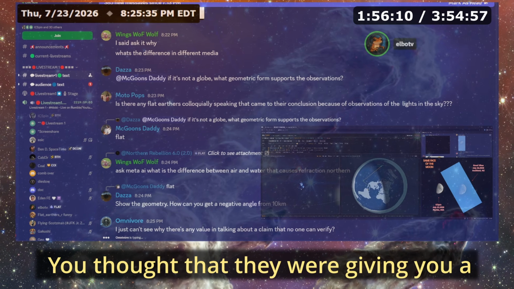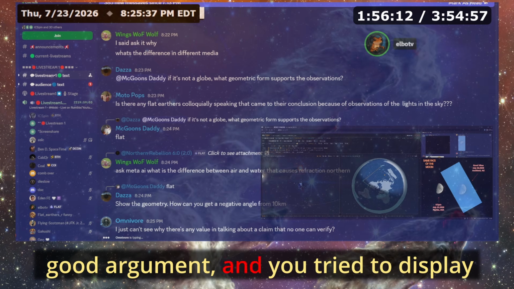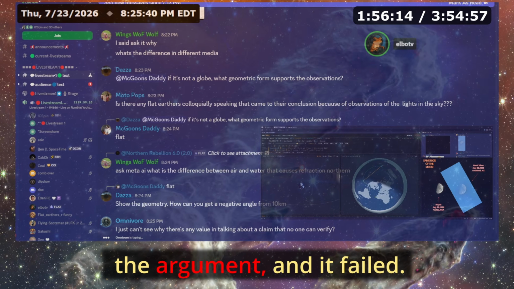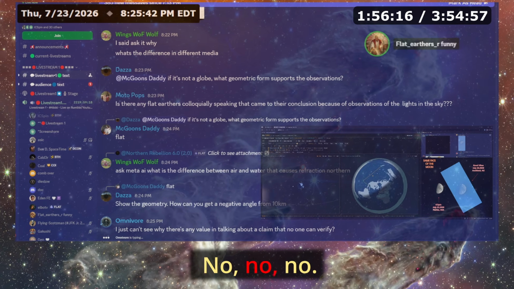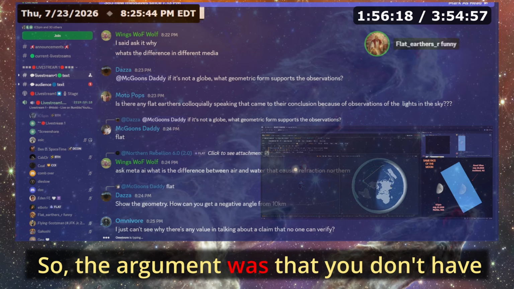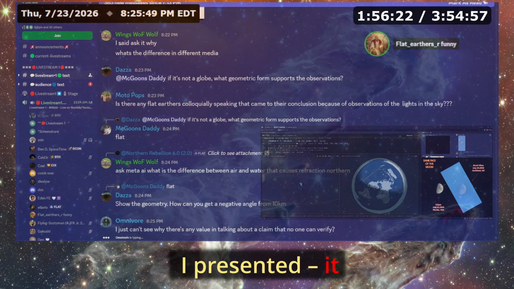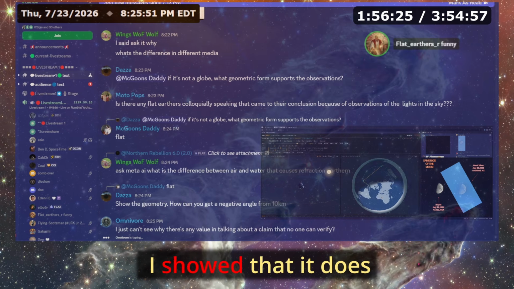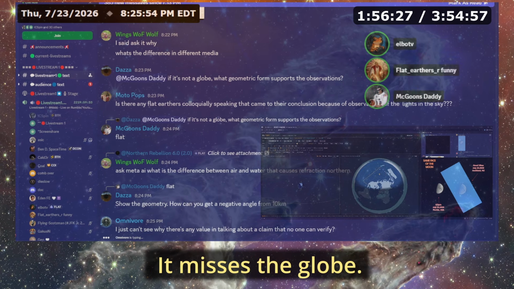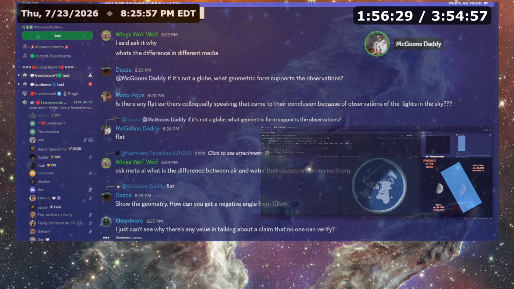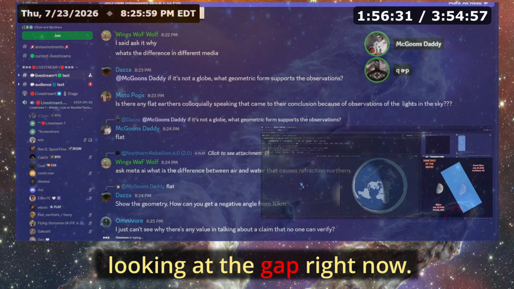You thought that they were giving you a good argument, and you tried to display the argument, and then it failed. No. Okay. Understood. No, that's not what happened. So the argument was that you don't have to look down to see the horizon in a plane. I presented it doesn't match the globe model. I showed that it does match the globe model. It misses the globe. It misses the globe. I can see I'm looking at the gap right now.